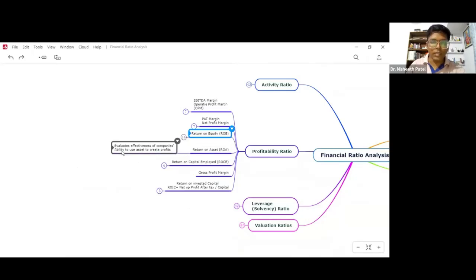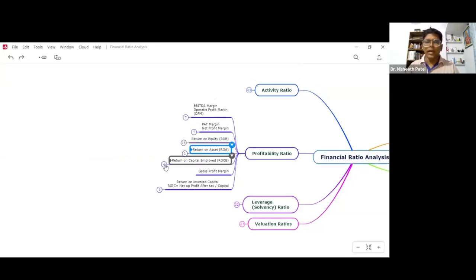Now the return on the asset evaluates the effectiveness of the company's ability to use the asset to create profit. If a company is purchasing land or plant machinery for say 100 crores and they are getting revenue of say 200 crores from that asset, it is a very good thing. So return on asset will be 2 times in this case. This is just an example.